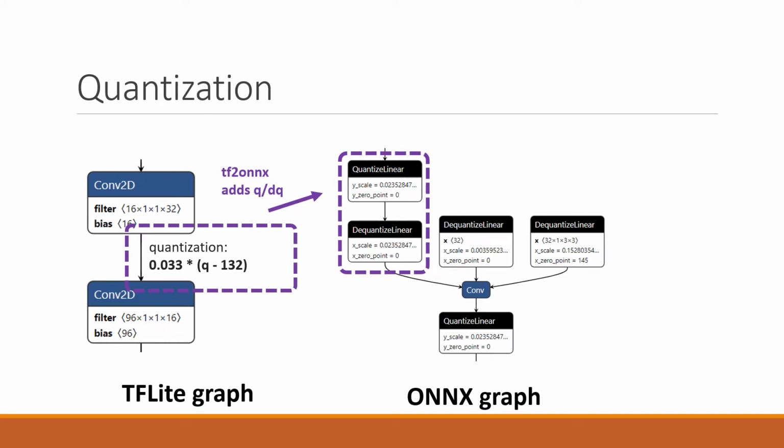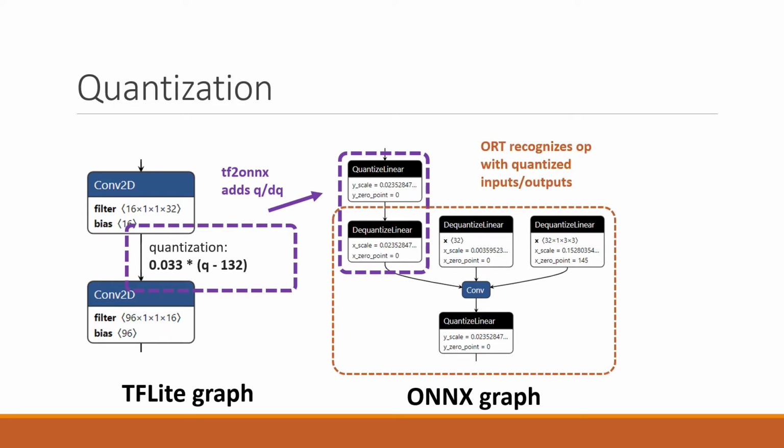One aspect of TF-Lite that requires a bit more care is quantization. In TF-Lite, quantization data, like the scale and bias values, is associated directly with the model tensors. If an op has quantized inputs and outputs, TF-Lite will automatically use the quantized versions of that op. In ONNX, we can do something similar by converting each quantized tensor into a pair of quantize-dequantize ops. ONNX Runtime will automatically substitute in the quantized version of an op if all the inputs and outputs are quantized.